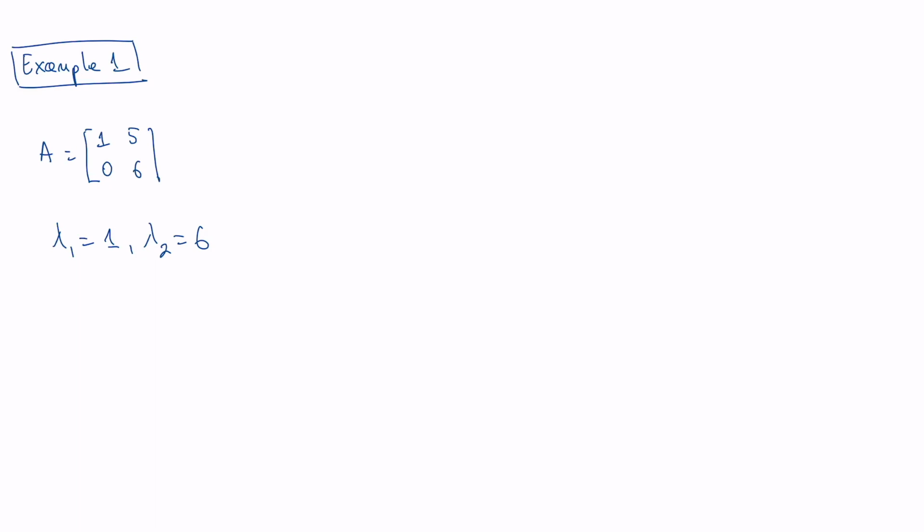Of course, you could try to go the standard way of writing A minus lambda I and trying to find the determinant. You're going to get the same result. Now we have to find the eigenvectors corresponding to lambda 1 equal to 1 and lambda 2 equal to 6. So when lambda 1 is 1, this is the first case, then A minus lambda 1 times I becomes this matrix. I subtract a 1 along the diagonal, so I have 0, 5, 0, 5.